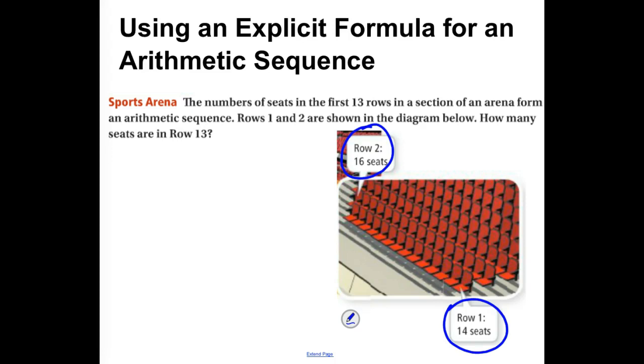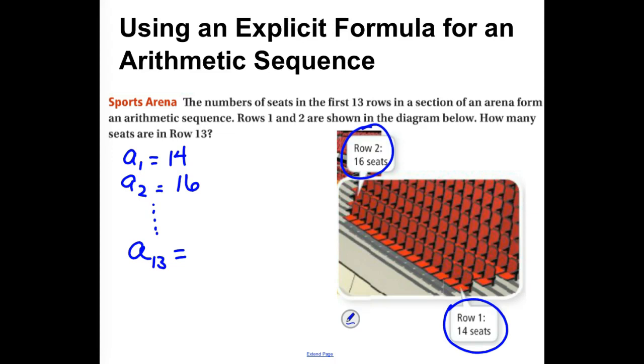We are going to call the row our term number. So the first row would be considered our first term. We have 14 in that row. My second row, or the second term in my sequence, is 16. And they're asking me to figure out the 13th.